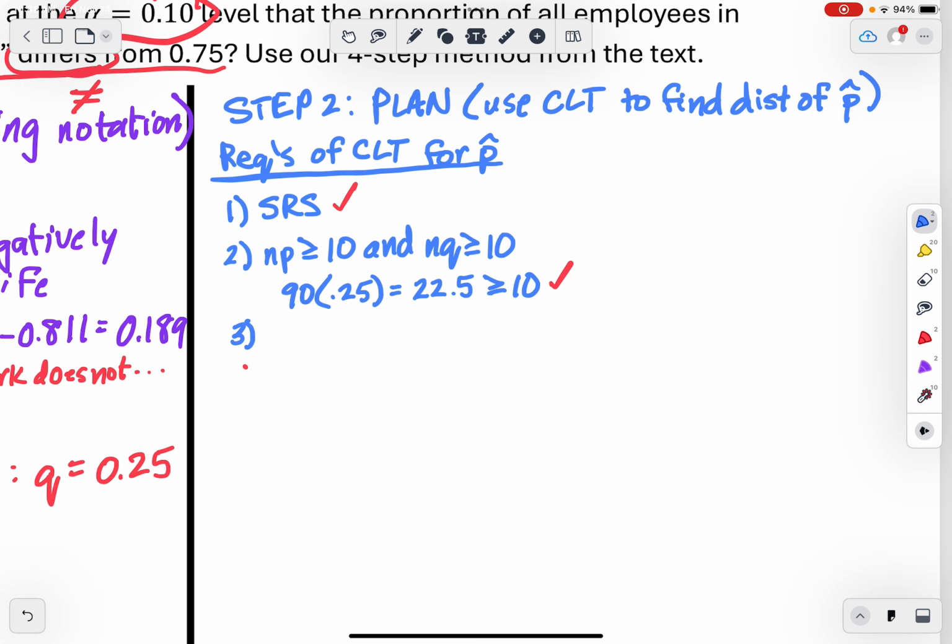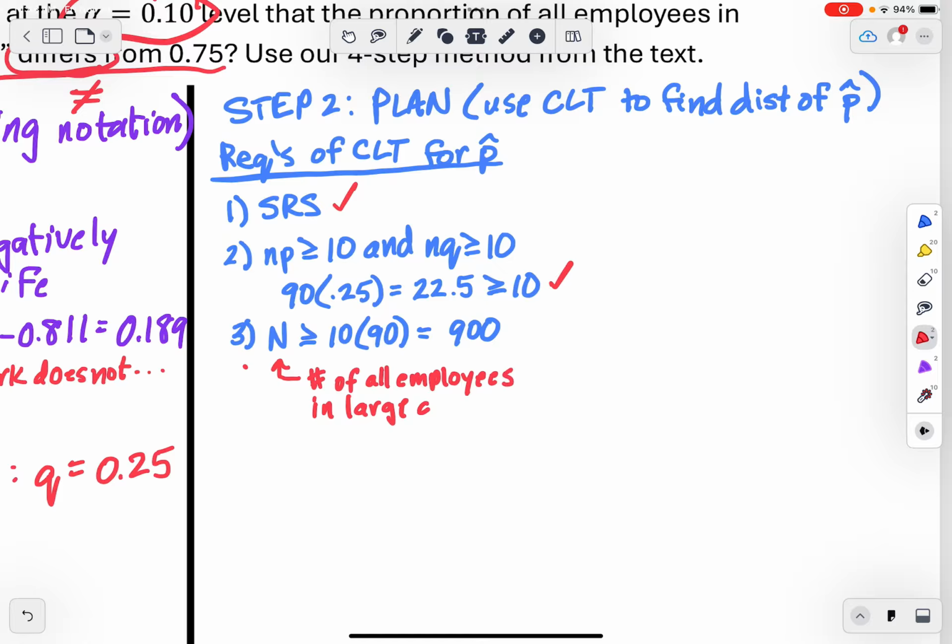The third thing we have to check is that our population size is bigger than 10 times 90. And so that would be, is our population size bigger than 900? And remember, they said this population is the number of all employees in this large chain of restaurants. So they did say it was a large chain of restaurants. So I'm going to think that this is going to be greater than or equal to 900, if it's a very large chain.